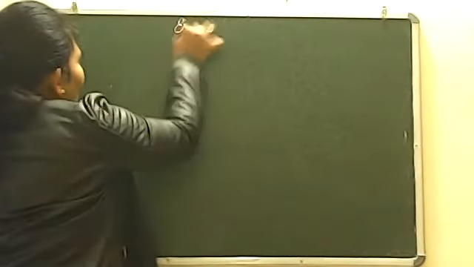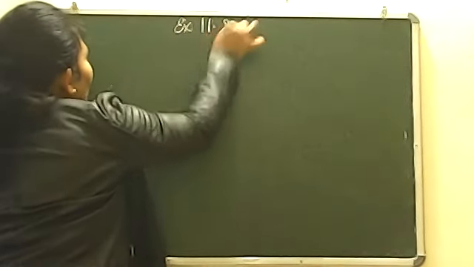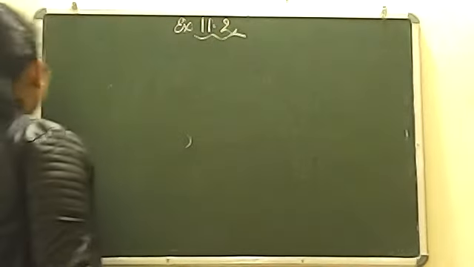Today we are discussing exercise number 11.2 from the chapter algebra, which we have already discussed. In this we are dealing with unknown things, right? So unknown quantities are dealt with in the algebra chapter.